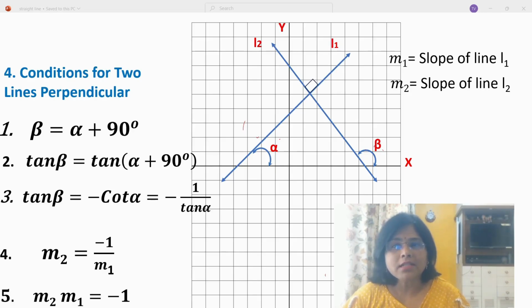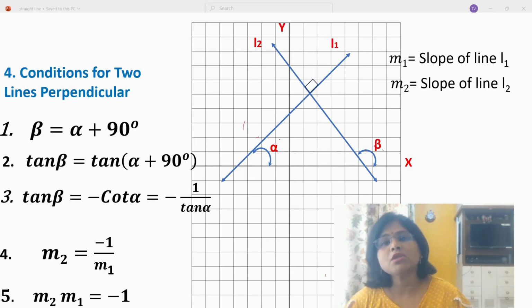So here we can conclude that if the product of the slopes of the two lines is equal to minus 1, then those two lines are perpendicular to each other.